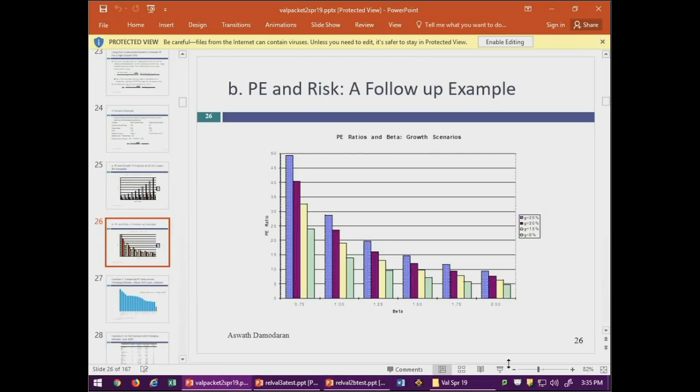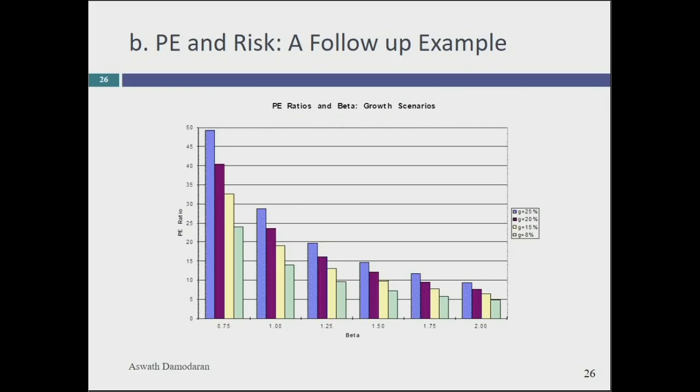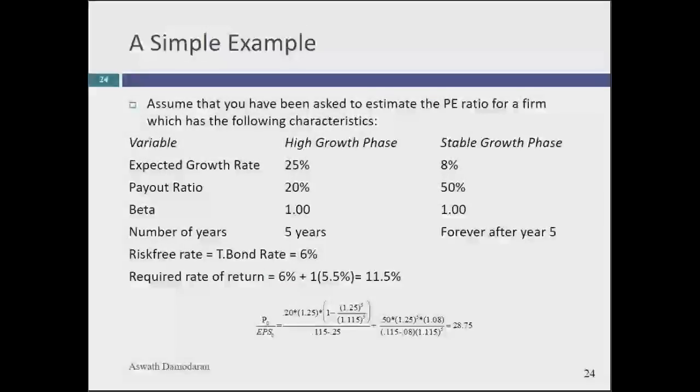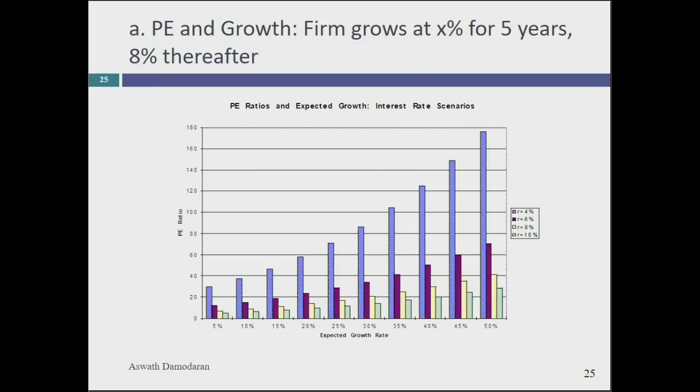where I was looking at that hypothetical company. Remember the company where I had a PE ratio of 20, a PE ratio of 28.75, and then I said, what if you get an earnings surprise? Because I did this towards the very end of the class, let me go back and recap what I found.